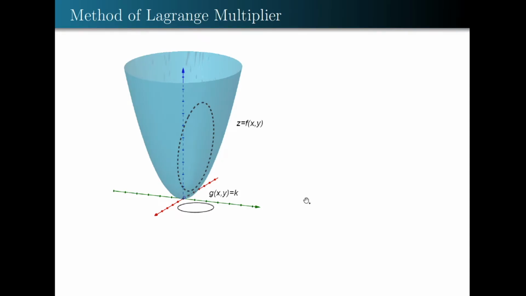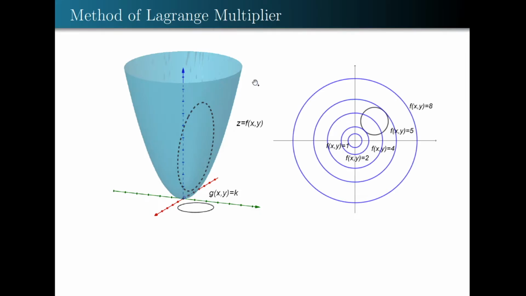Notice that for every particular value of z, we get a level curve on the surface. That is, if z equals 1, we get a level curve somewhere here, and if z equals 2, we get another level curve somewhere higher, and so on. Now let us put those level curves on the xy plane together with the constraint function. This black circle here is our constraint function g of x, y equals k, and each blue circle is a level curve of the surface. That is, this is the level curve when z equals 1, this is the level curve when z equals 2, and so on.